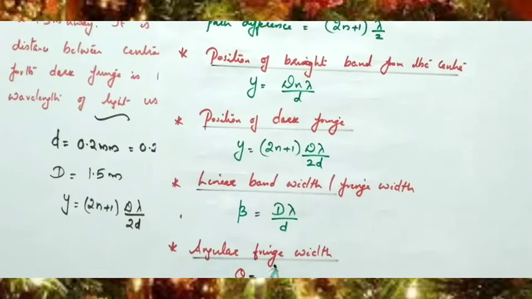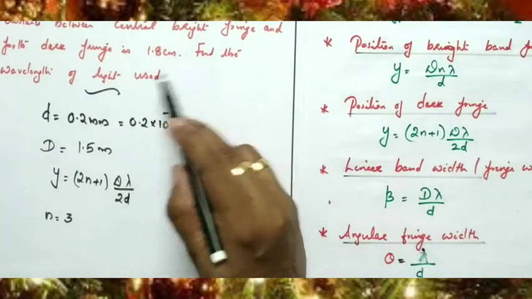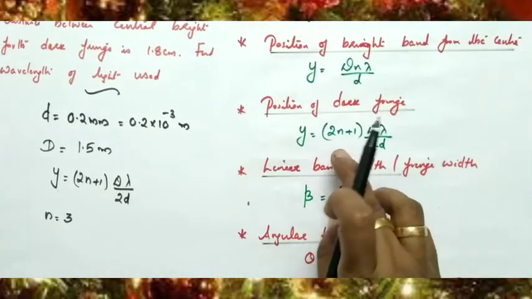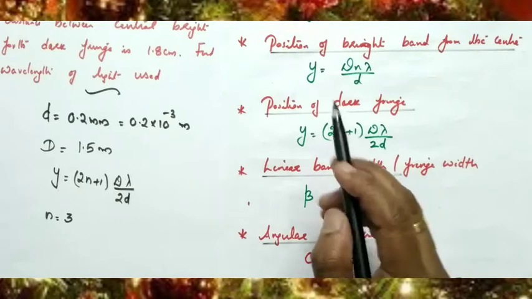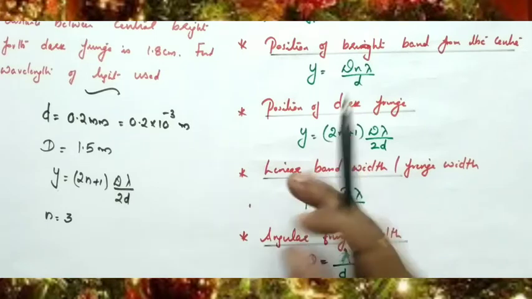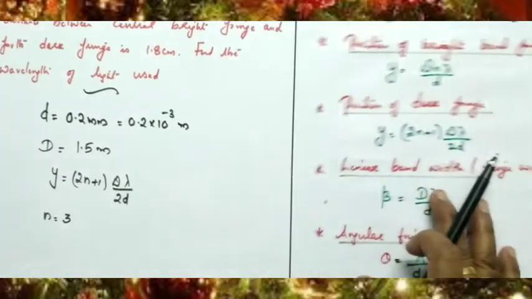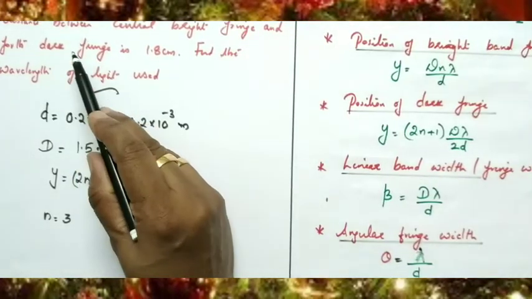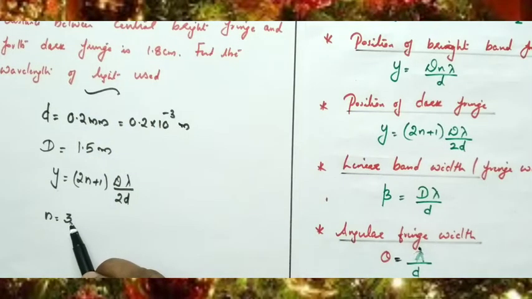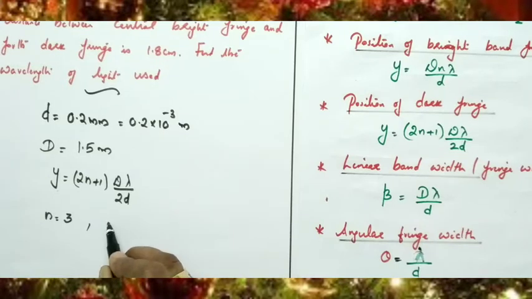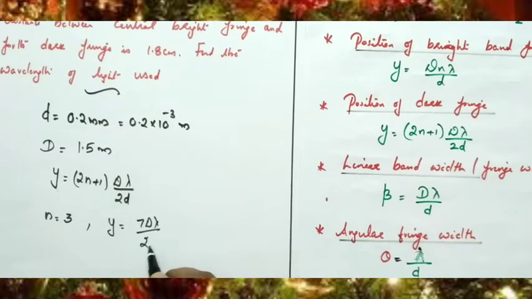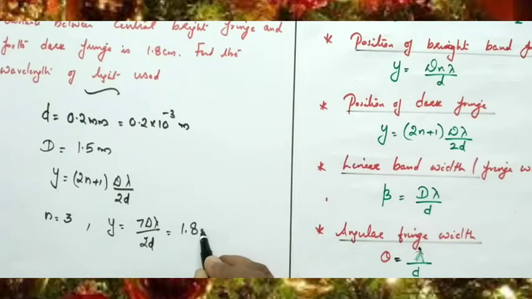Here the position of the fourth dark fringe is given. That means we have to put n equal to 3. Okay children. So this is the original formula. N equal to 0 means that is the position of first dark fringe. N equal to 1 means that is the position of second dark fringe. So we have to take 1 less in the case of dark fringe. So in order to find the position of the fourth dark fringe, 1.8 centimeter, we have to put n equal to 3, isn't it? So put n equal to 3, y equal to what is the answer? 7D lambda by 2d, that is given as 1.8 centimeter.